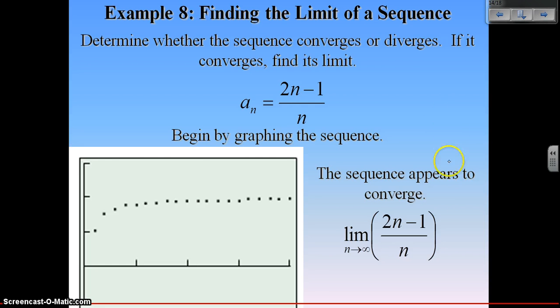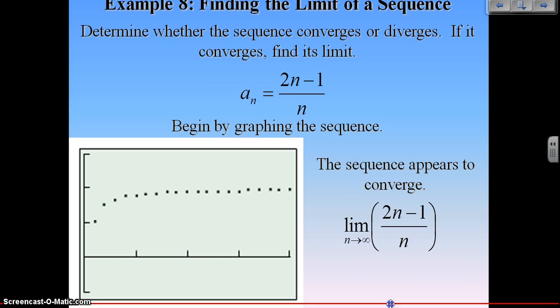Well, we'll take the limit as n approaches infinity of (2n minus 1) over n. Now, if I were to plug in infinity right now, it gives me 2 times infinity minus 1 all over infinity. That's infinity over infinity. That's bad. But I do know that it approaches 2. Let me back up a little bit and show you how I know that.